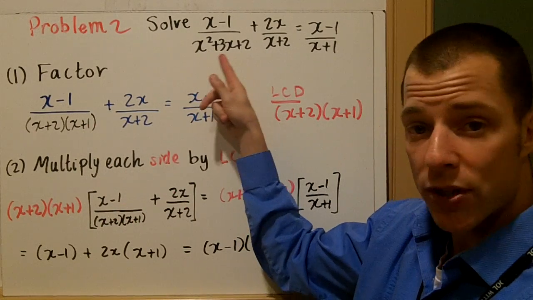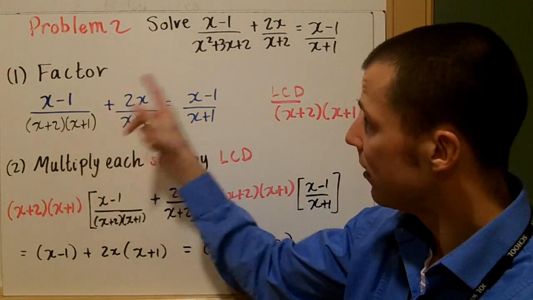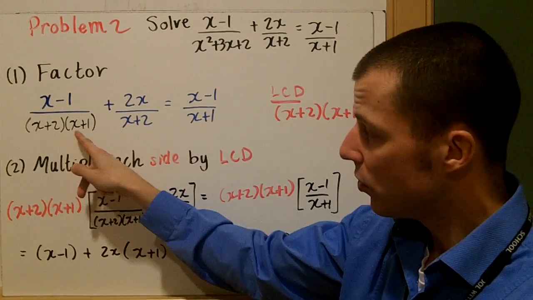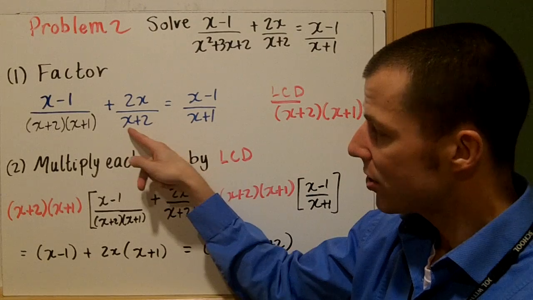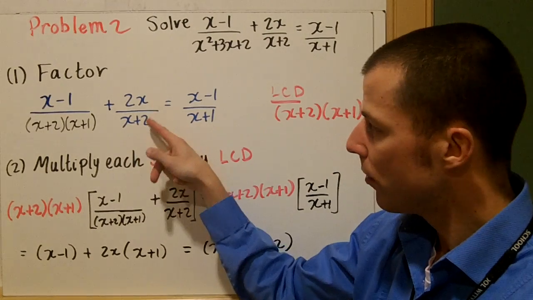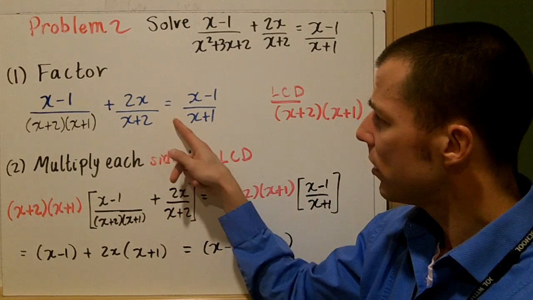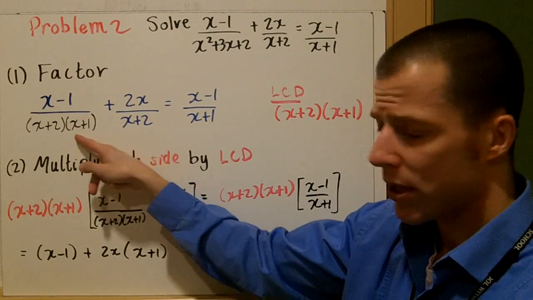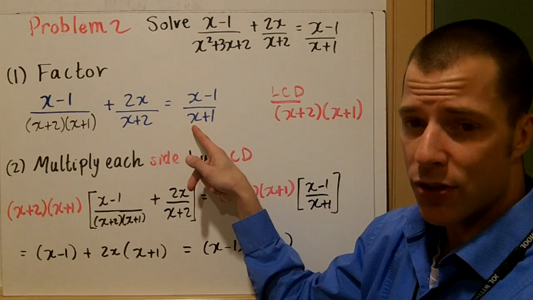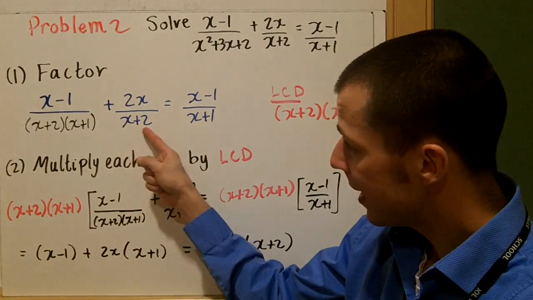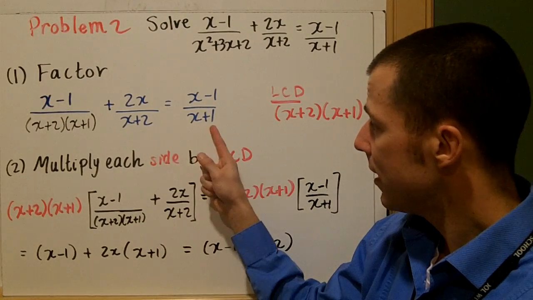I look at the first rational expression. I can factor that down. Two numbers that multiply to be 2 and add to be 3 are 2 and 1. The second rational expression I can't do anything with. They're both prime. And what the sum of these rational expressions is equal to is also prime. I can't simplify that. So not too bad here. So I look and I see x plus 2 and I see x plus 1.